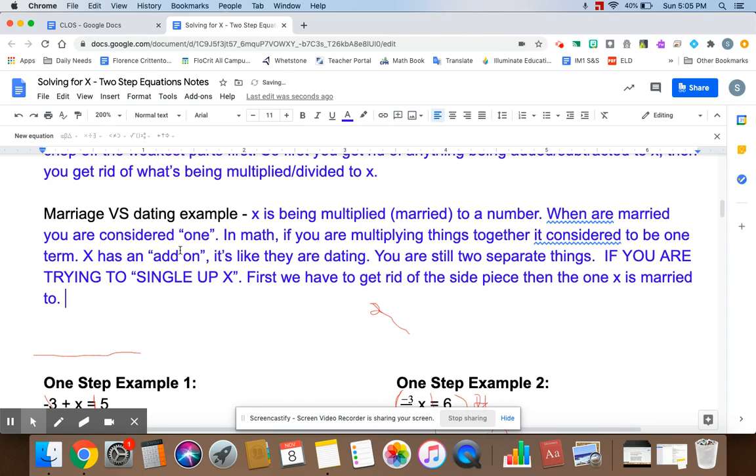So you get rid of the things that are getting added or subtracted on first, then the one that's getting multiplied to it. And so that's another way to think about it, to remember which one goes first.